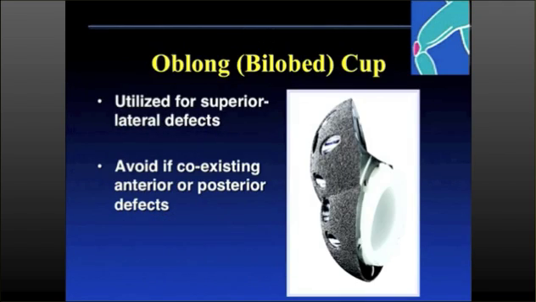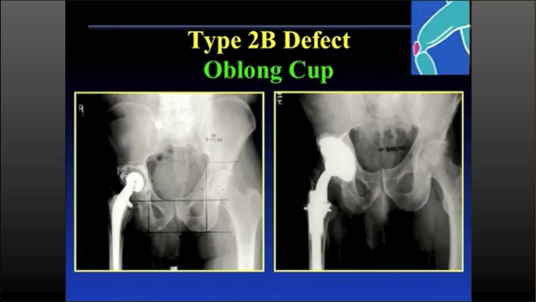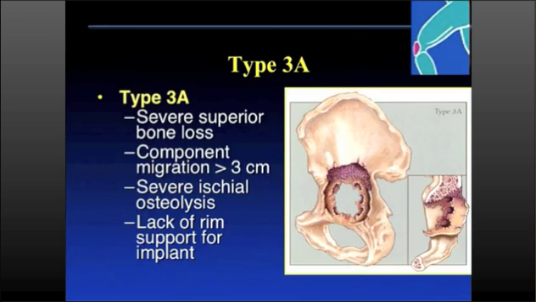And just for completeness, I'll mention that there are oblong cups available. You want to avoid using these if there's coexisting anterior and posterior column defects. With the advent of these porous metal augments, those have become more popular. Here's a case from my senior partner, Doug Dennis, using the oblong cup with nice restoration of that superior lateral defect.